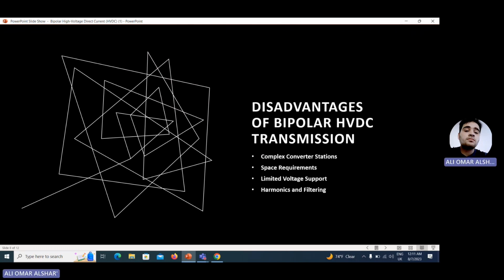On the other hand, we have to talk about the disadvantages of bipolar high voltage DC transmission. The complex converter stations, so the complexity is not good to deal with. Space requirements: it needs big places or a large size to put the electronics and the equipment that we need inside. Limited voltage support, and also harmonics and filtering. We saw in the previous diagrams the filters and why we use them. So that's one of the disadvantages of the bipolar high voltage DC transmission lines.